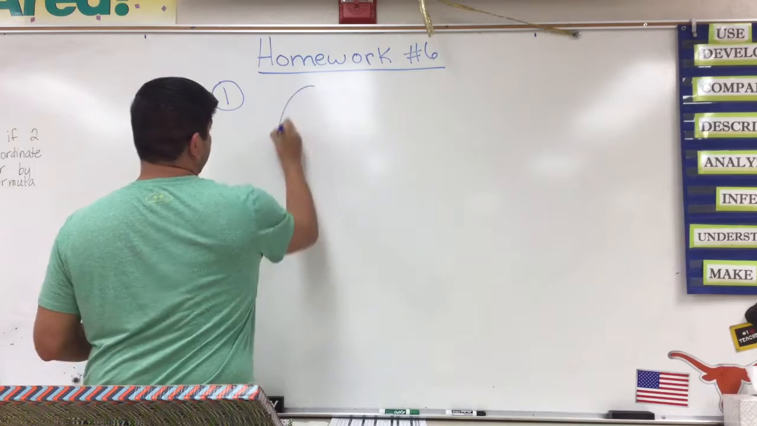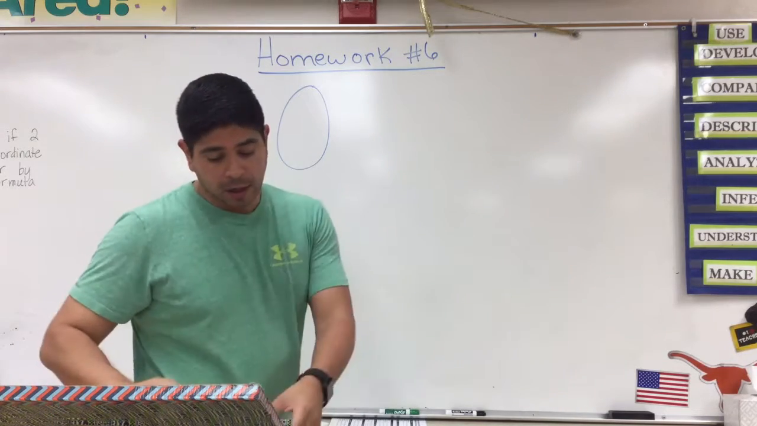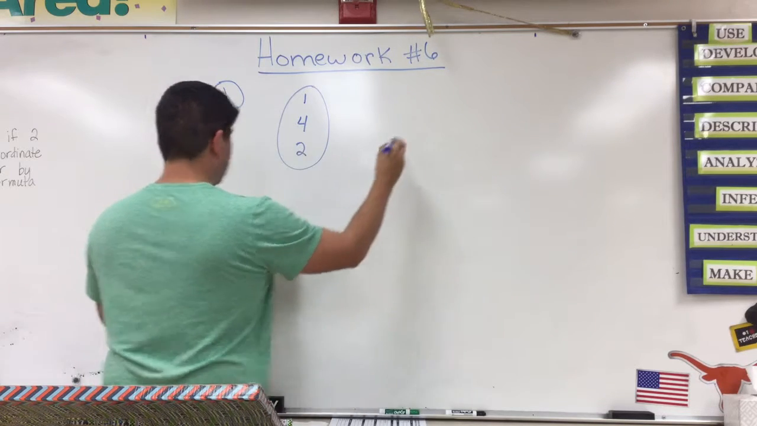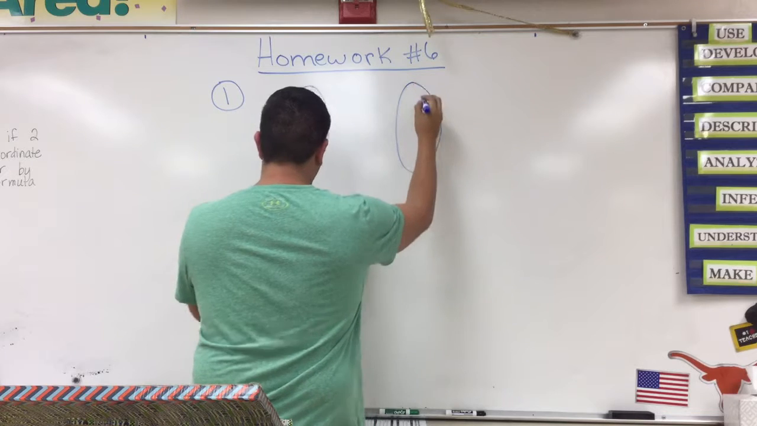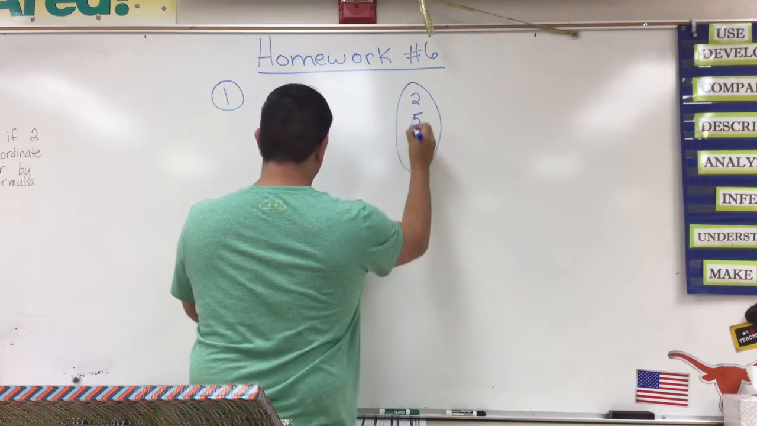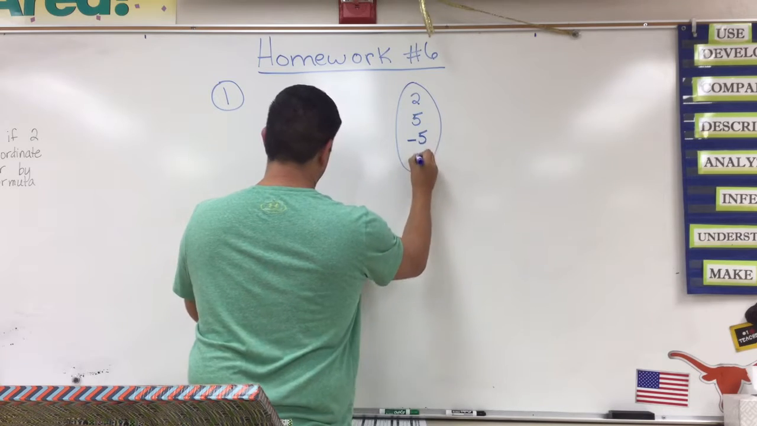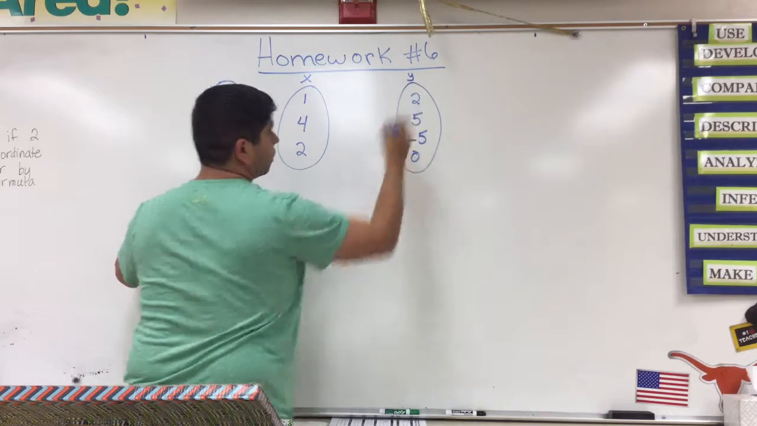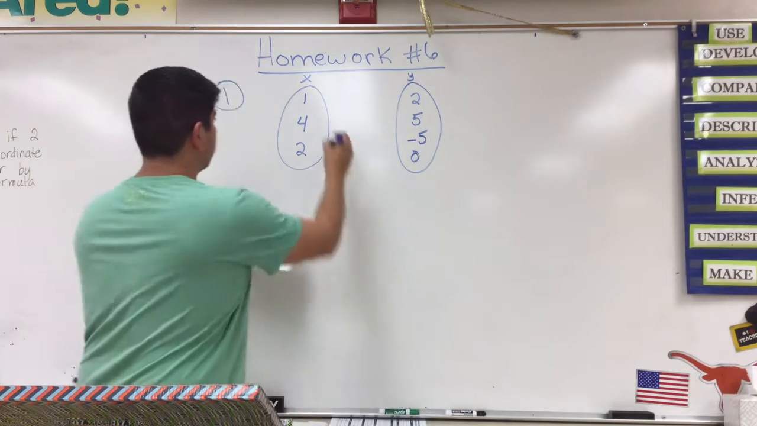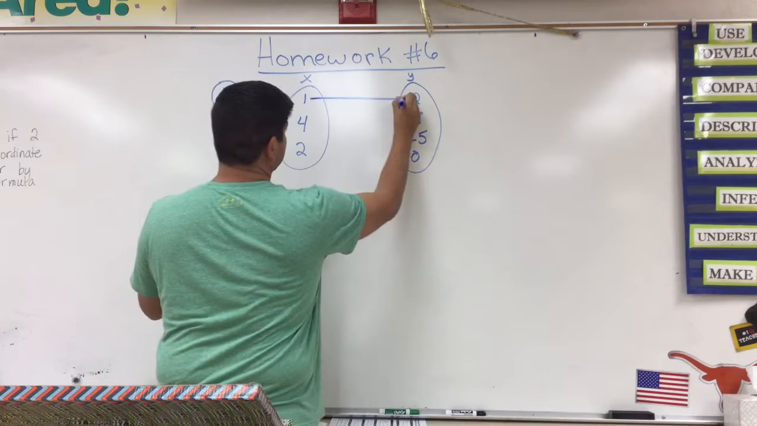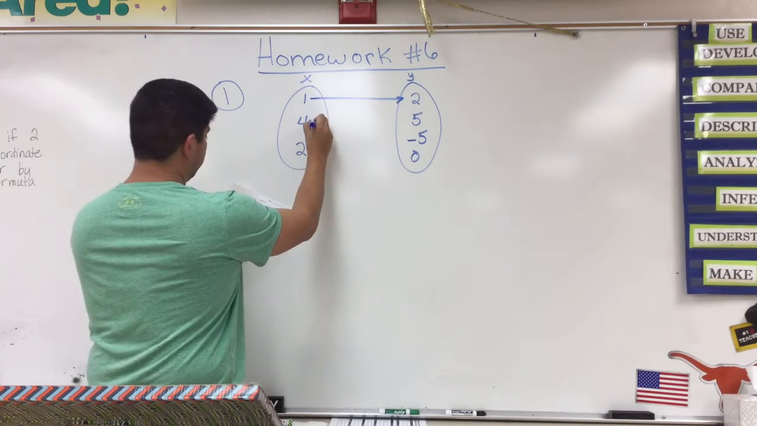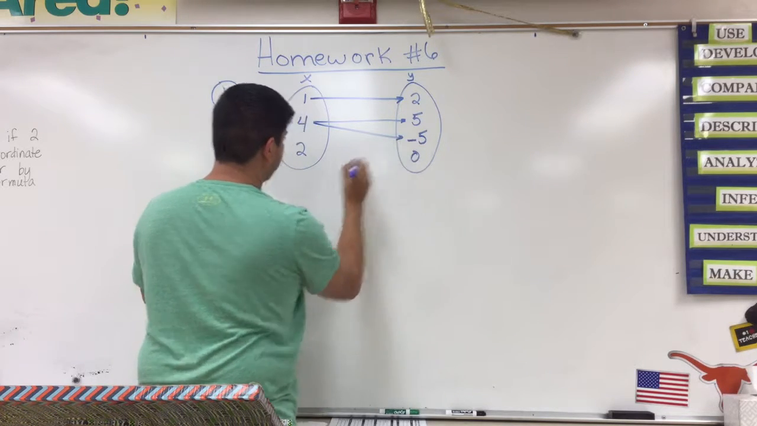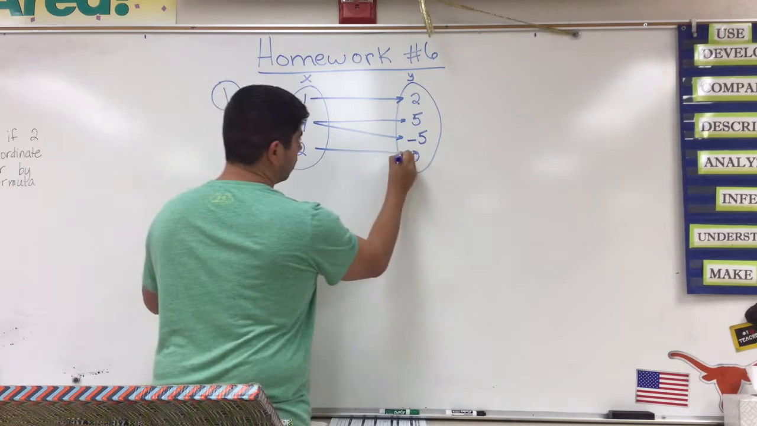So we have our mapping diagram. I'm just going to draw it really quickly. We have the numbers 1, 4, and 2. And then here we have our numbers 2, 5, -5, and 0. So remember, these are my x values, these are my y values. I have an arrow going from the 1 to the 2. An arrow going from the 4 to the 5. Also from the 4 to the -5. And then 2 to 0.